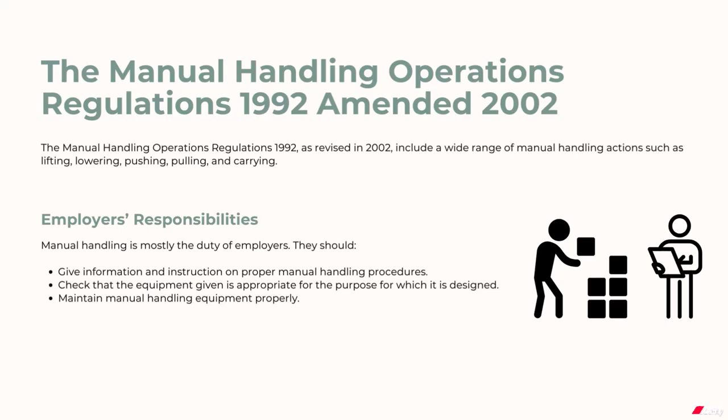Employers' responsibilities. Manual handling is mostly the duty of employers. They should give information and instruction on proper manual handling procedures. Check that the equipment given is appropriate for the purpose for which it is designed. Maintain manual handling equipment properly.